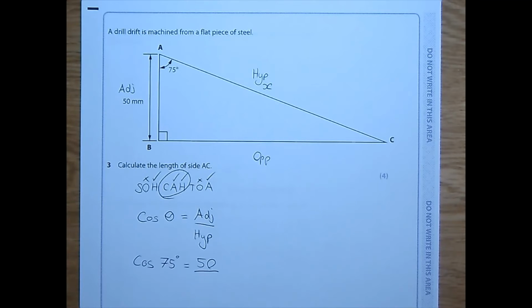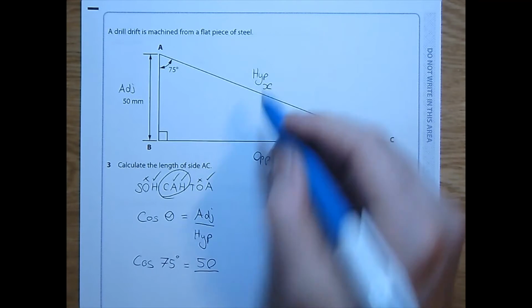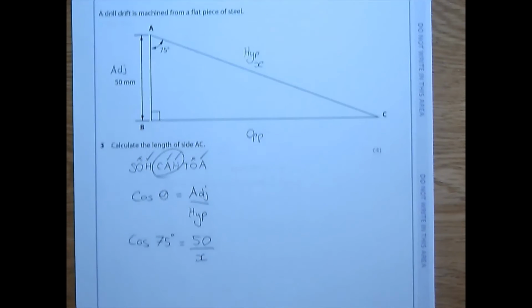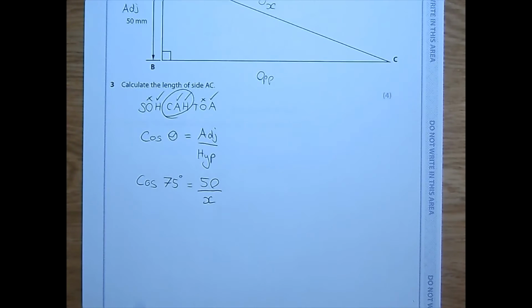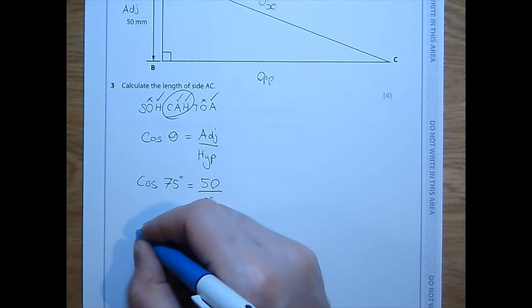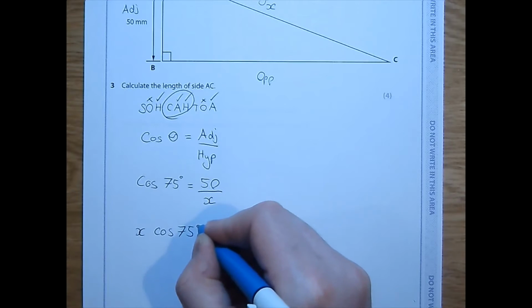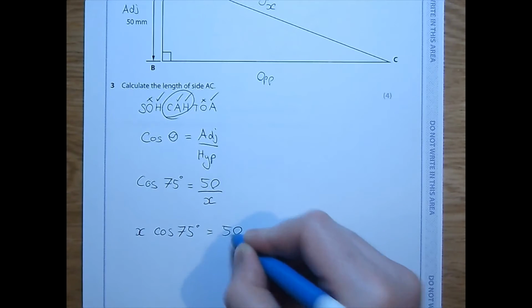And I could put millimeters, but I'm not going to get mixed up on that. And the hypotenuse is x. Okay, so now I need to rearrange and solve this. The first thing I'm going to do is multiply both sides by x to bring x up here in front of the cos 75 degrees. That'll just leave 50 on the right.